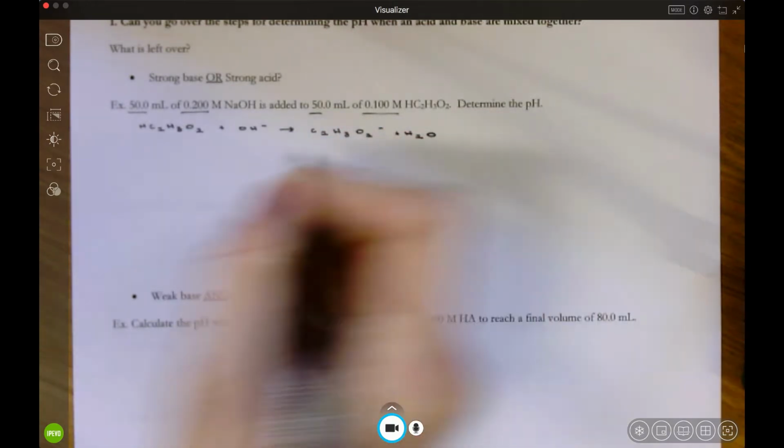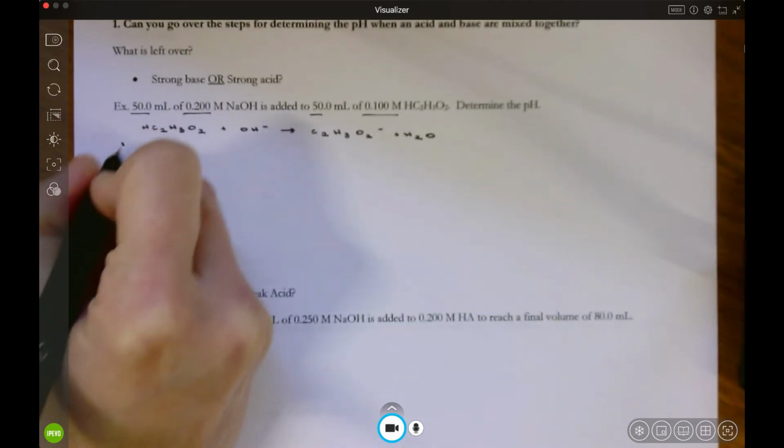In order to figure out what's left over, I need to create an ICE chart, so I'm going to do that. Now, another question came up with regards to how I know when I need to figure out new concentrations. Would I use 0.20 and 0.10 for the concentrations that I plug into the ICE chart? And the answer is no.